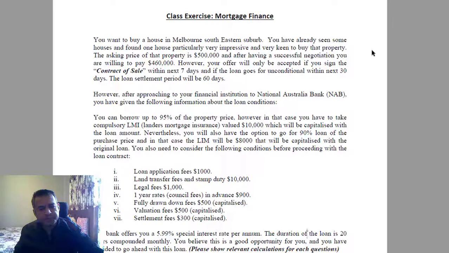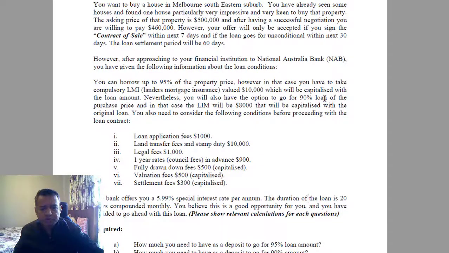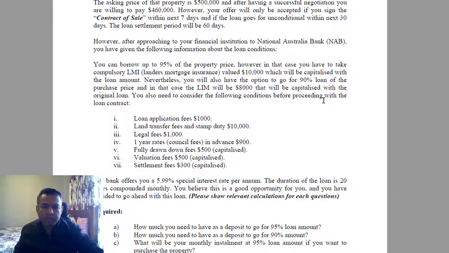The loan settlement period is 60 days. However, after approaching your financial institution, National Australian Bank or NAB, you have been given the following information about the loan calculations. You can borrow up to 95% of the property price. However, in that case, you will have to take a compulsory LMI, or lender's mortgage insurance, valued at $10,000, which will be capitalized with the loan amount.